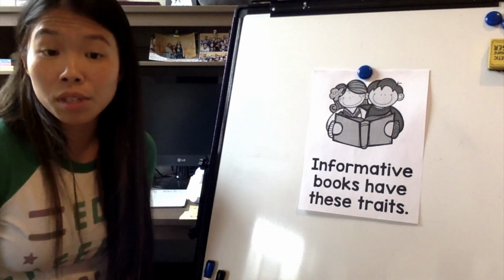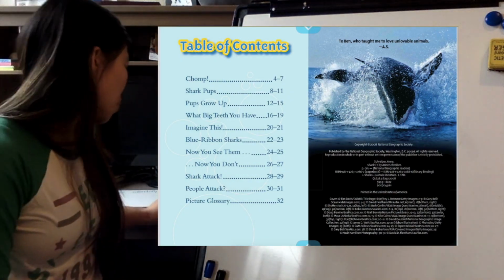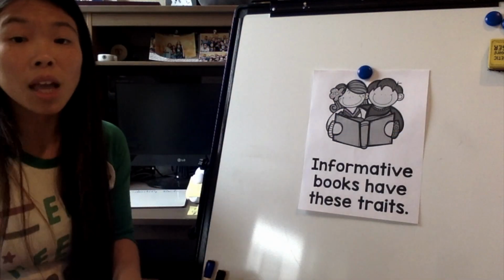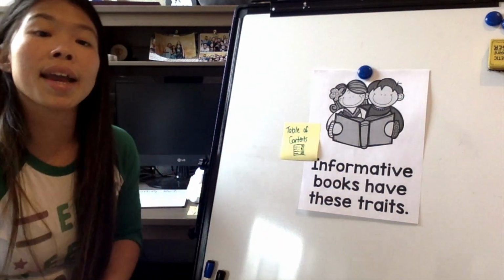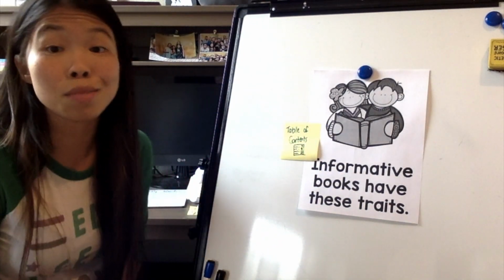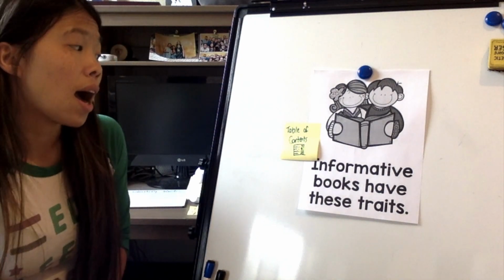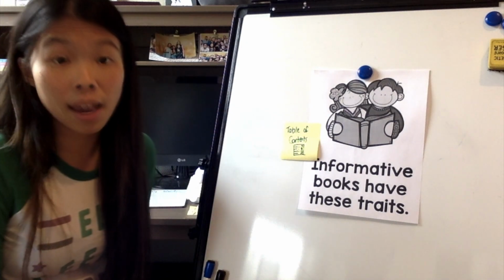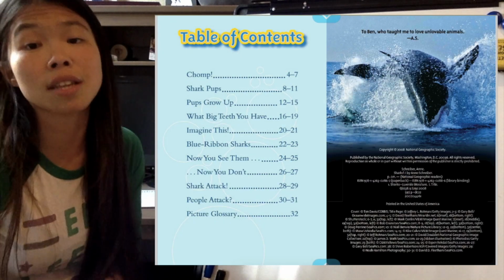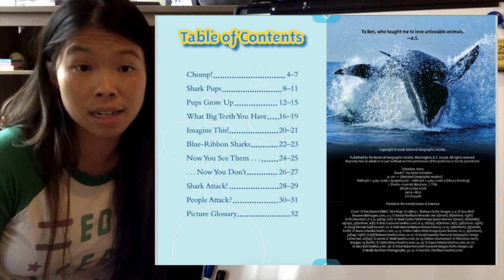The first thing I noticed was this page. It says Table of Contents. I see that this tells me a little bit about where I can find information in this book that I want to know more about. I know that I can find a topic and find the page, and then I can turn to that page to find out more information about the topic that I am interested in.